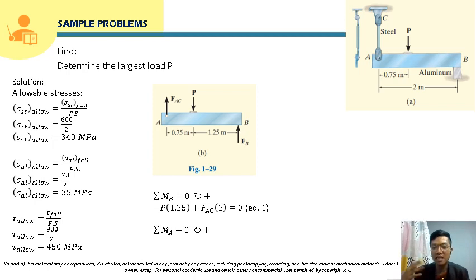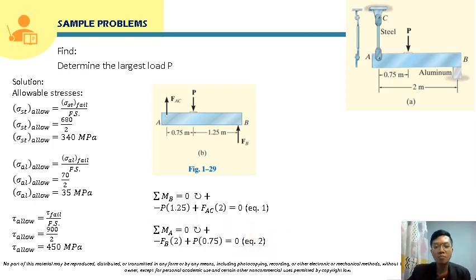Now for the second equation, again, we can use summation of vertical forces here, or another moment equation. In this case, we are going to use another moment equation. So we will sum up moments here at point A, which will be equal to 0. And again, our assumption here is positive for clockwise rotations. So this will be negative FB times 2 plus P times 0.75, which will be equal to 0. This will serve as our equation 2.